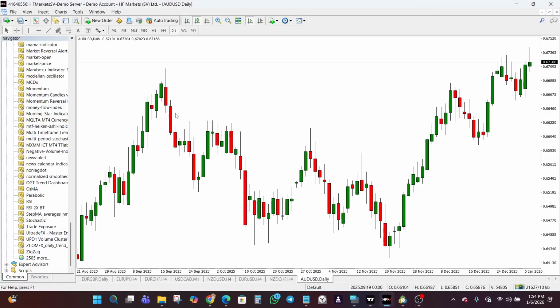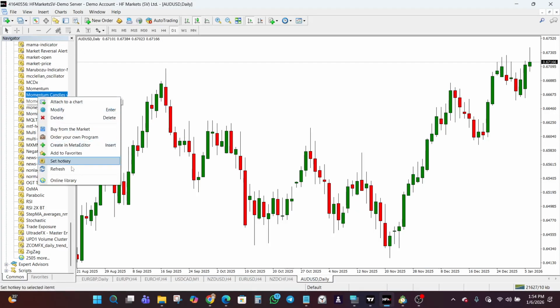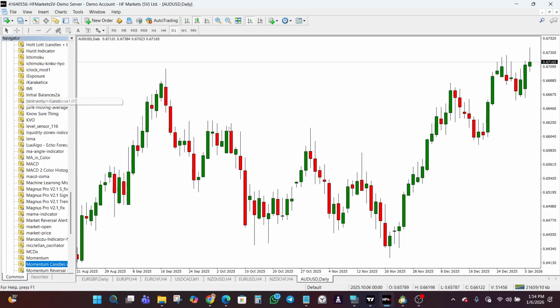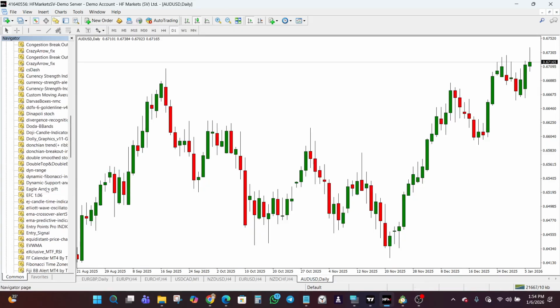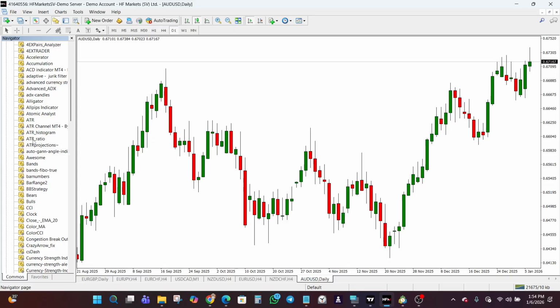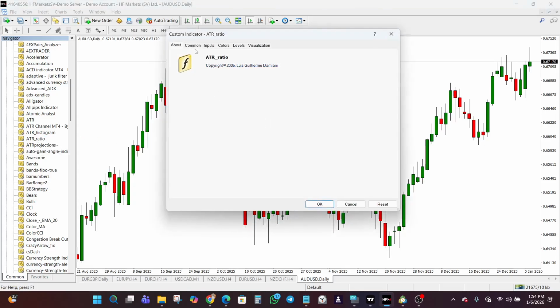folder for your MT4. Once you're done with that, you come to your navigator and click on refresh. All right, and then we have to look for the ATR ratio indicator. Okay, we have it here. You just drag and drop it to your chart. Now ensure that the allow DLL imports box is checked.